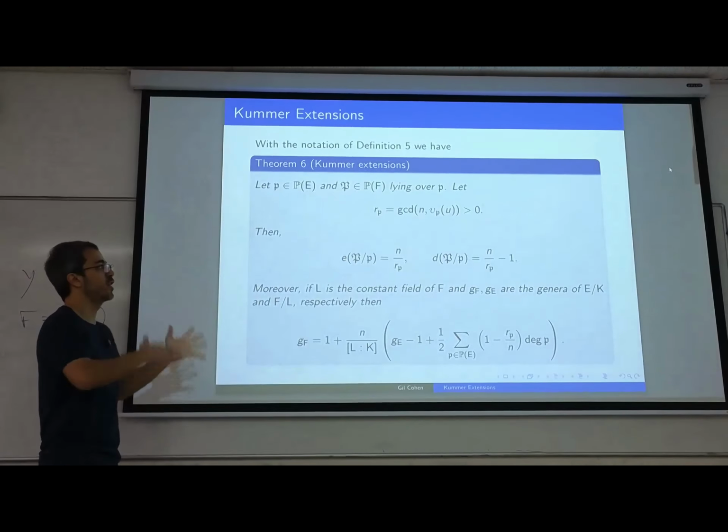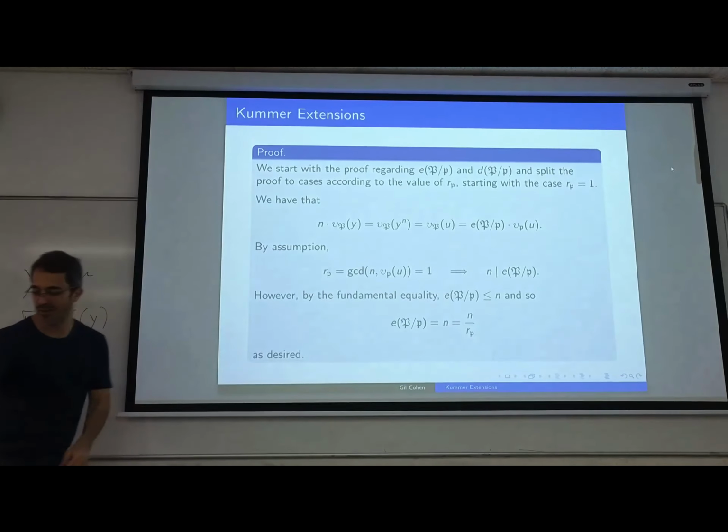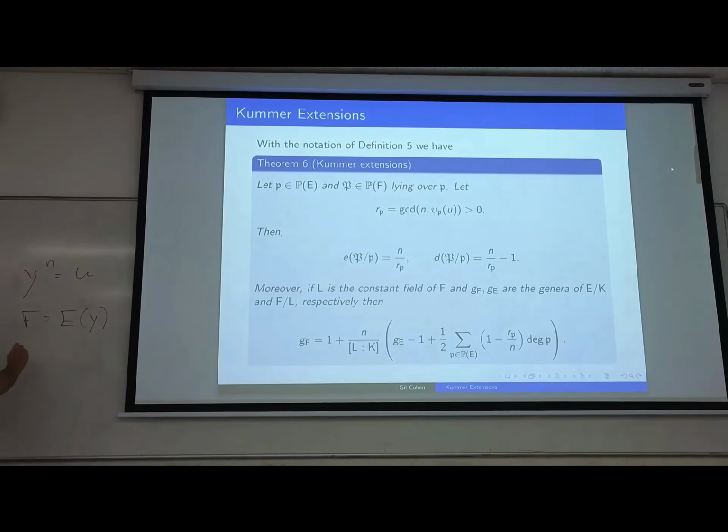So we are going to start the proof by assuming that R_P is 1. That's what's written here. Maybe I should write this GCD once. So R_P is the GCD of N and v_P(u). Just in case you want to have a reference to that, even though I'm standing here all the time anyhow. But okay, so let's prove that.